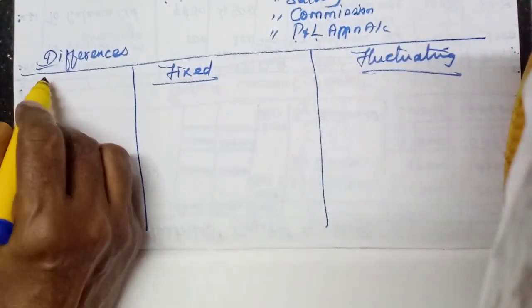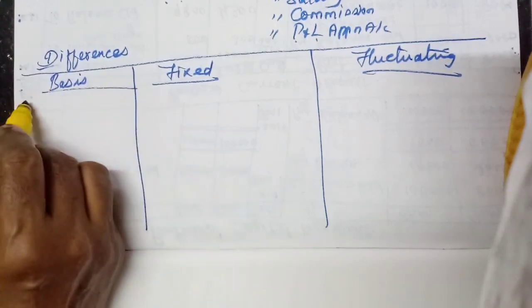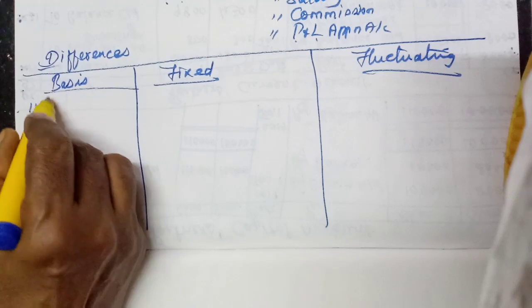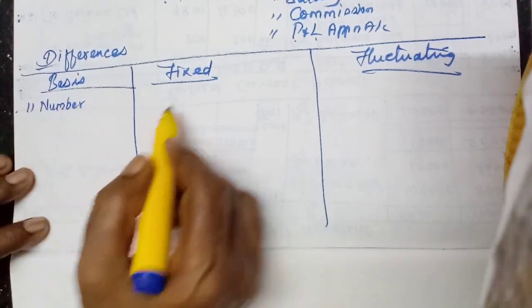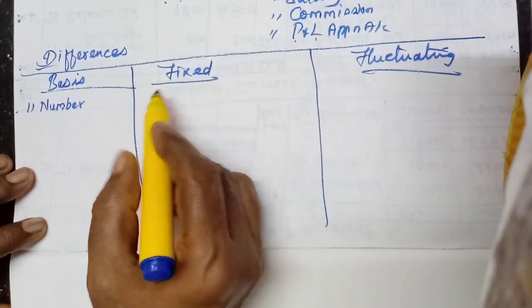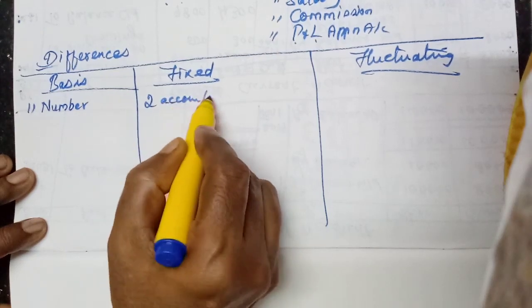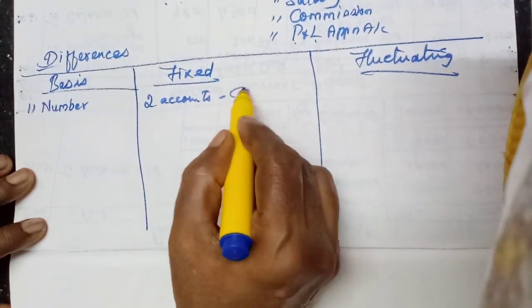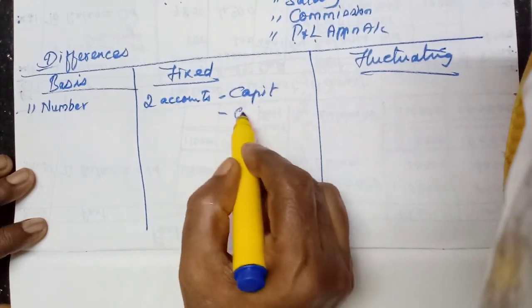Okay, what is the basis? The first one, number of accounts. That is the main difference, isn't it? Here, in the fixed method, how many capital accounts do we open? 2 accounts are opened, isn't it? 2 accounts. First one is capital account. The other one is what? Current account.